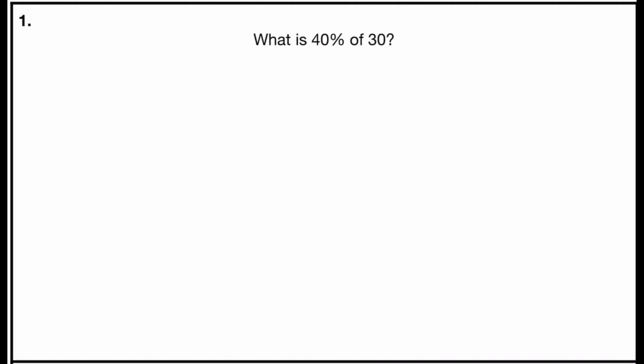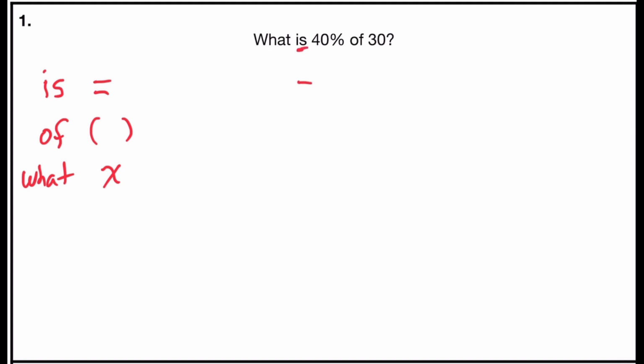Let's get started. Problem number 1 says, what is 40% of 30? At Math Dogs, we like to translate these words to an equation and solve the equation in order to answer the question. And there's a few simple rules that we look for and follow. First, we look for the word is. That's going to be the equal sign. Then we look for the word of, and that's going to indicate multiplication. And then we look for the word what, and that's going to indicate our variable, and we usually use the variable letter x.